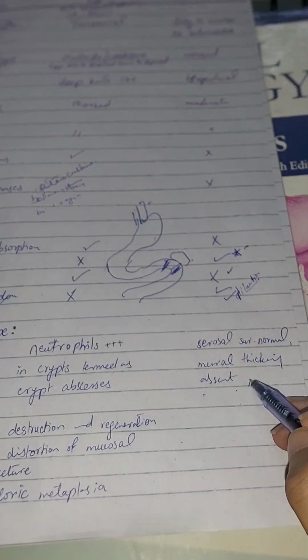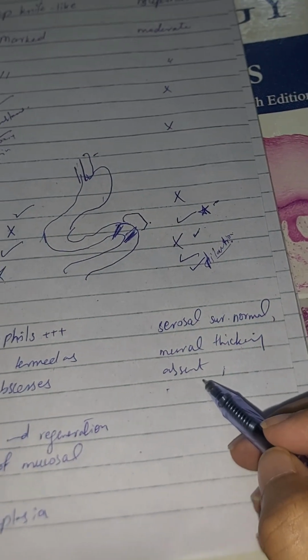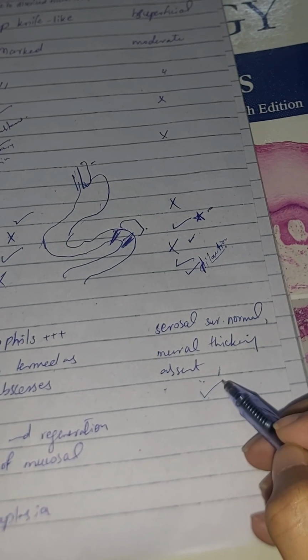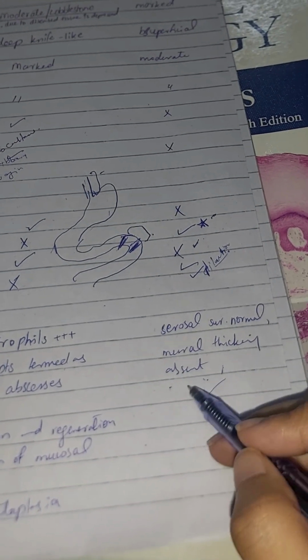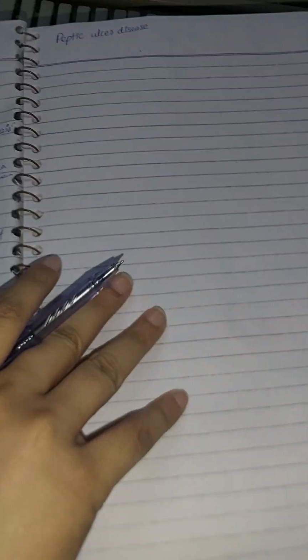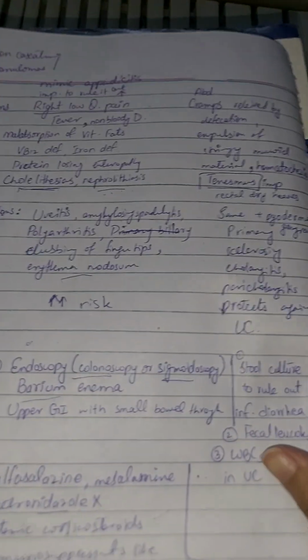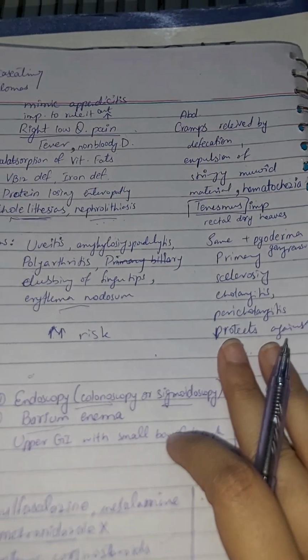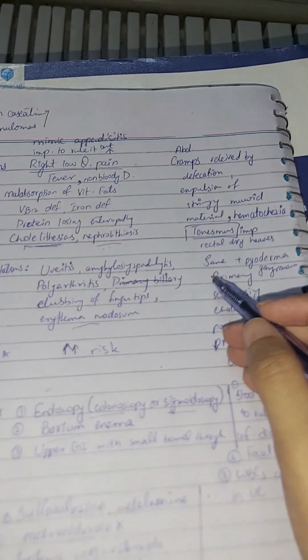Similarly, seen on microscopy, there is no serosal thickening, and the surface is completely normal. Mural thickening is absent, as only the superficial layer is involved. So all the features found in Crohn disease are absent in ulcerative colitis.